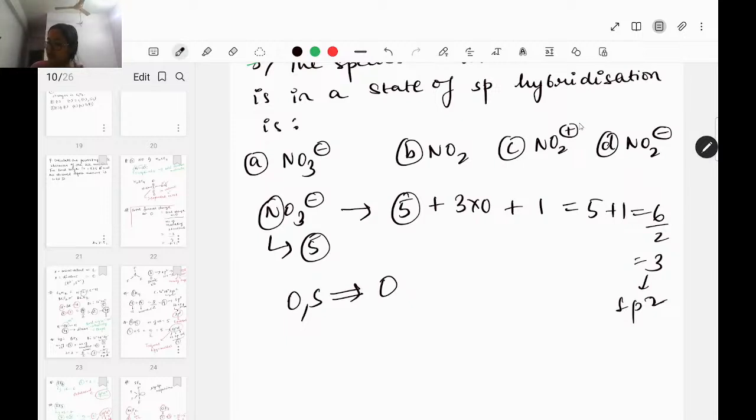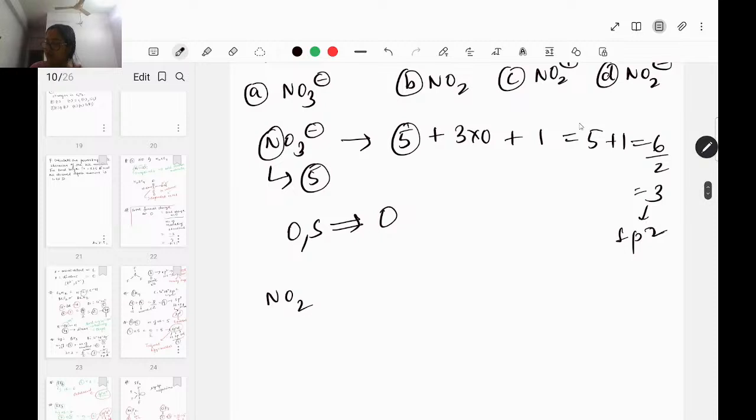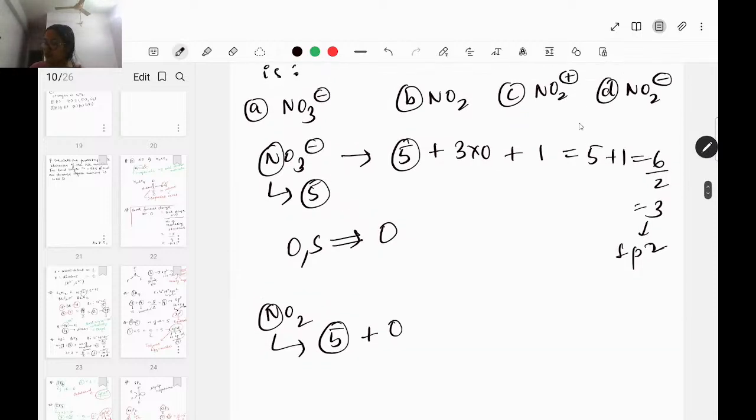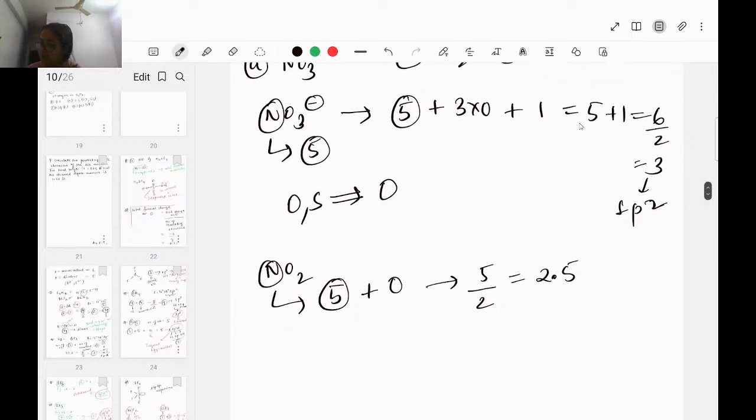Now about NO2, let us find out. NO2 central atom is N. The central atom has valence electrons 5, plus the 2 oxygens don't give any contribution, so 0. So it is tricky. It has 5 by 2, which is 2.5. Okay, so it has something in between. So it has a partial hybridization. We'll be discussing it later. So this is not sp. You can say it is 2.5. It is between sp and sp2, right? So it is not completely sp.